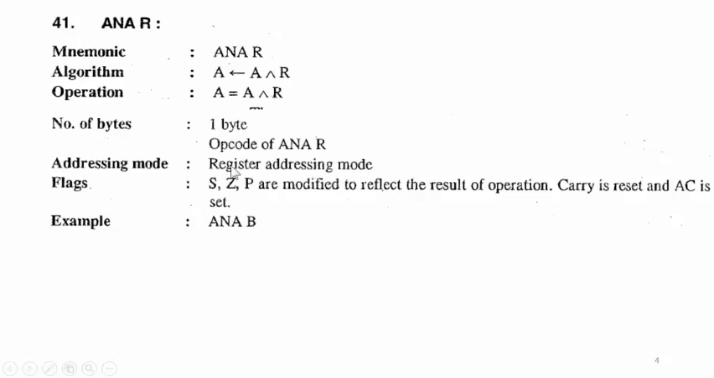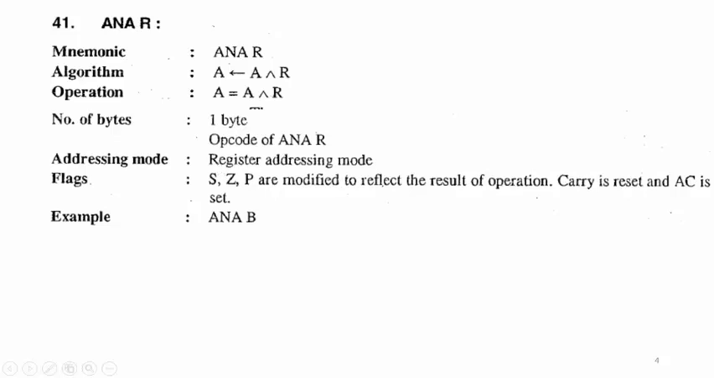The size of this instruction is 1 byte and the addressing mode is definitely register addressing mode. Why? Because in the operand field you will find the general purpose register. After the execution of this ANA R instruction, the flag bits, sign flag, zero flag, parity flag, are modified to reflect the result of the ANDing operation, the carry flag gets reset and the auxiliary carry goes to set.